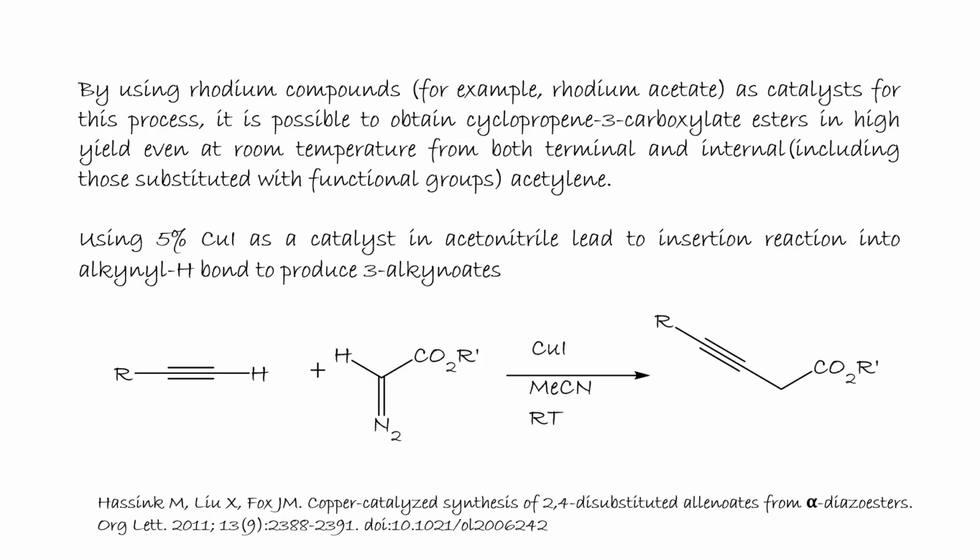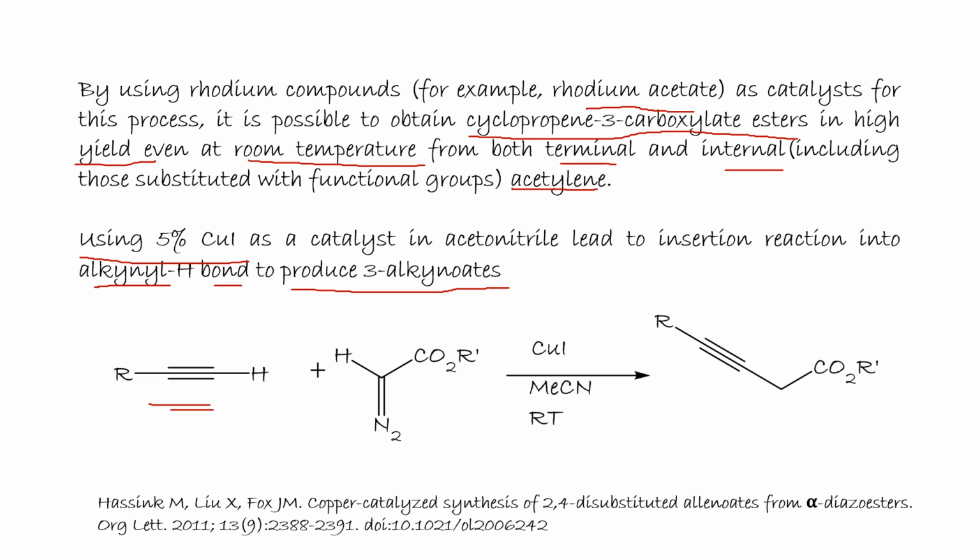By using rhodium compounds like rhodium acetate as a catalyst for this process, it is possible to obtain cyclopropene-3-carboxylate ester in high yield, even at room temperature, from both terminal and internal acetylene. On the other hand, using 5% copper iodide as a catalyst in acetonitrile led to an insertion reaction into the alkynyl hydrogen bond to produce 3-alkynoates.